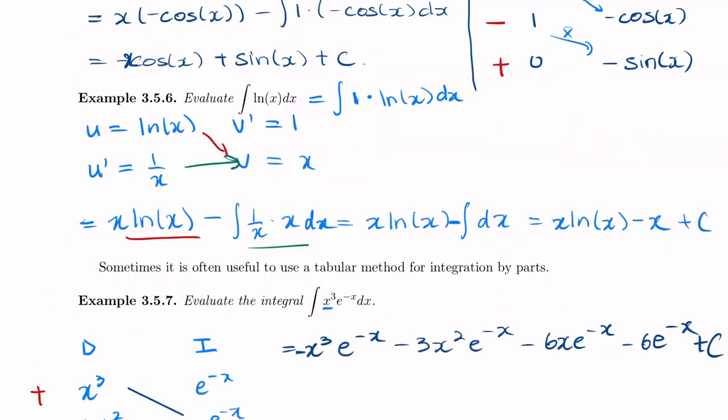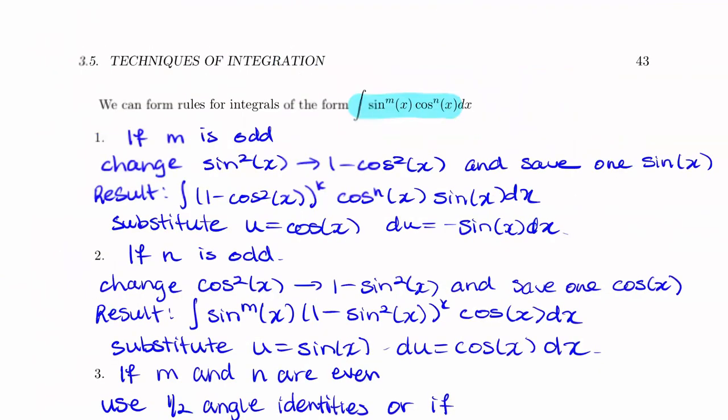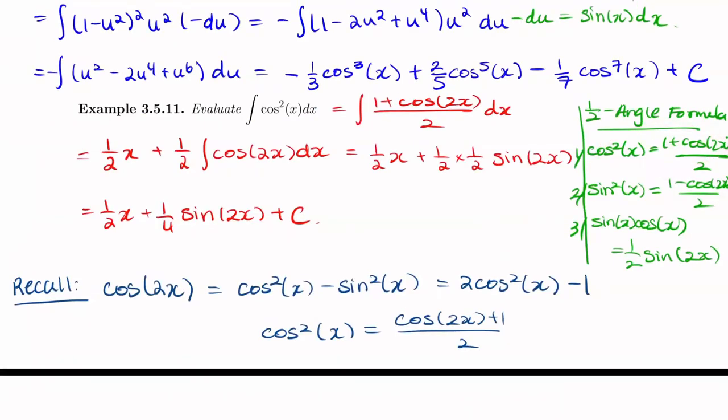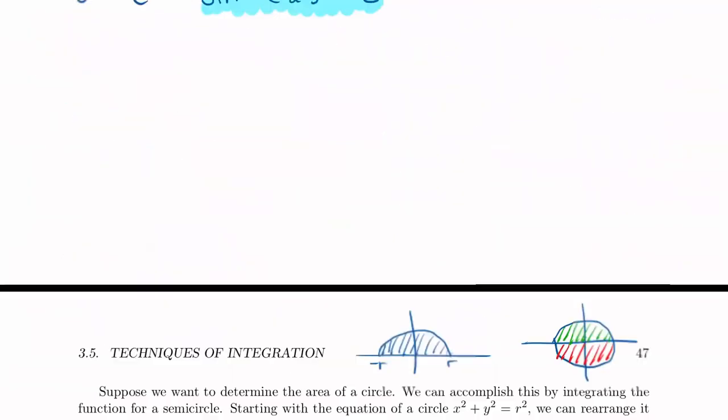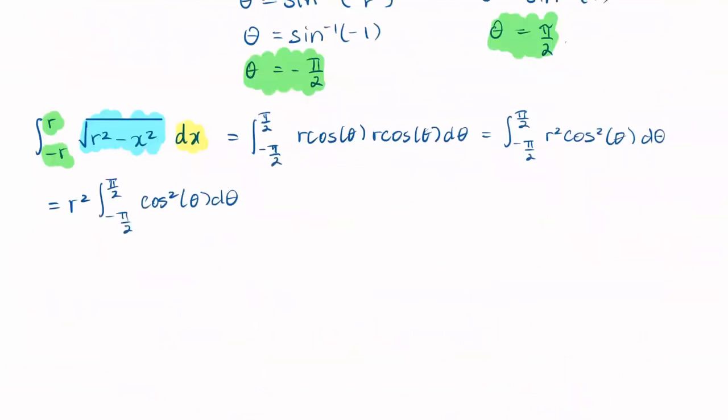Okay, so for cos squared theta, we use one of the trig identities, one of the half angle identities. It's this one here, so we change it to (1 plus cos 2x) divided by 2. Let's go ahead and put that in. What we have here is r squared multiplied by the integral from negative pi over 2 to pi over 2 of (1 plus cos 2 theta) divided by 2 d theta.